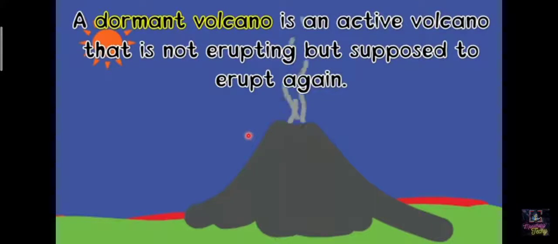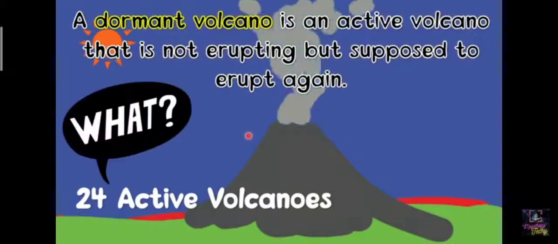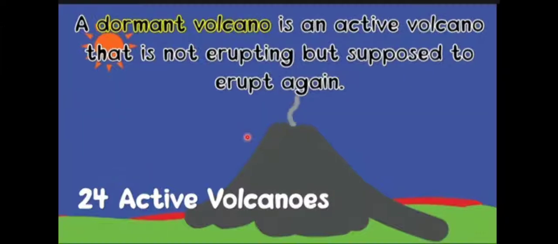So when we say dormant volcano, it's an active volcano that is not erupting but is supposed to erupt again. And according to PHIVOLCS, there are 24 active volcanoes in the country. That is a lot, class. Imagine, there are 24 active volcanoes that might erupt in our country. And I have here listed the 24 active volcanoes in the Philippines and their locations.